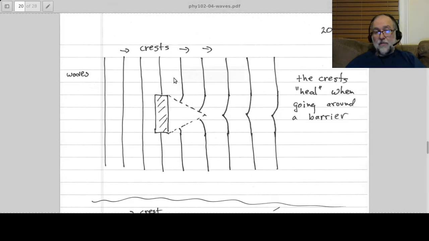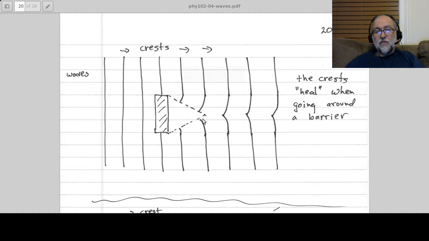You might say, well, what happens when you have a barrier? So here I have a barrier, and you will actually do this in your one lab on waves. Okay, so here you have a barrier, and here you have these crests. The crests are traveling to the right like this. And when you get to the barrier, at each one of the edges, because there's two sides now to this barrier, there'll be diffraction around that.